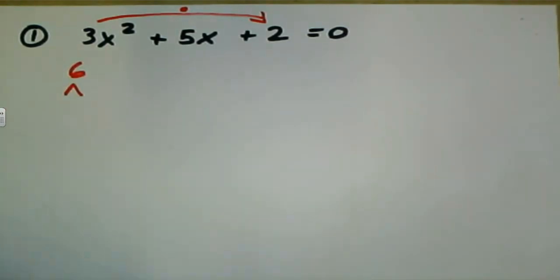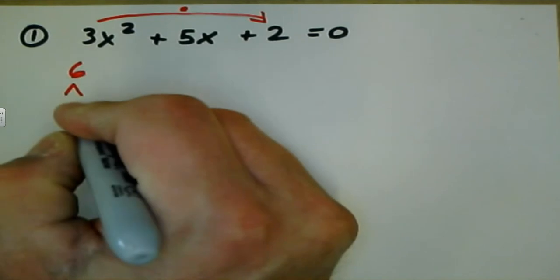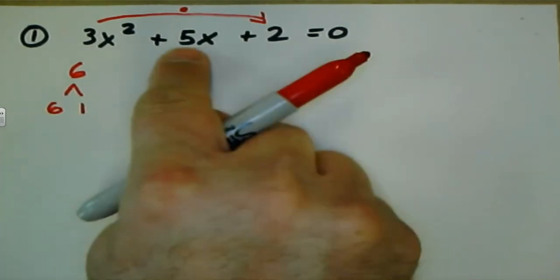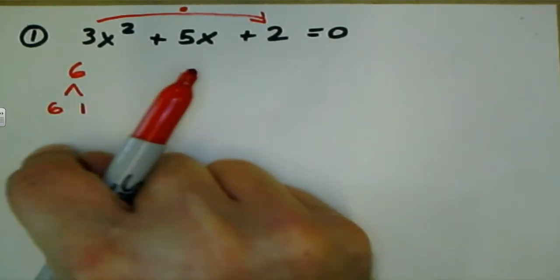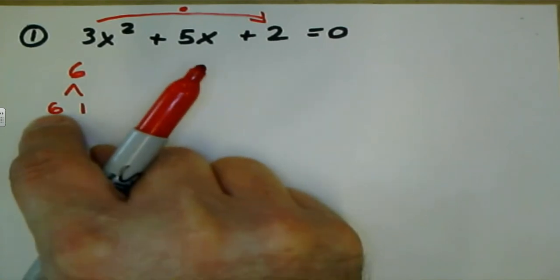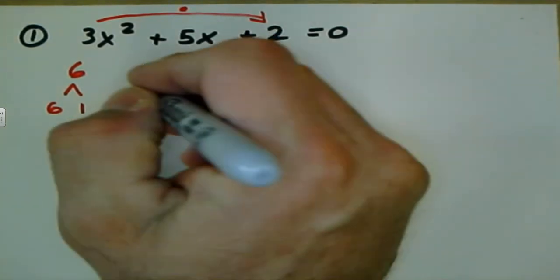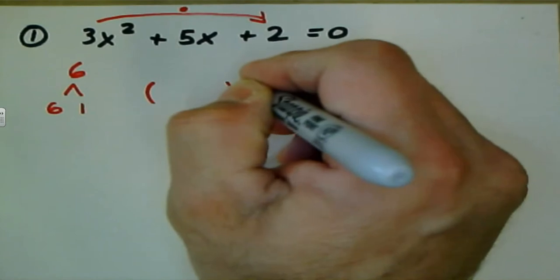So I know I can start with 1. 6 divided by 1 is 6. Can I get 5 from 6 and 1? Yeah, if I subtract 6 and 1, I get 5. So I put my parentheses here.